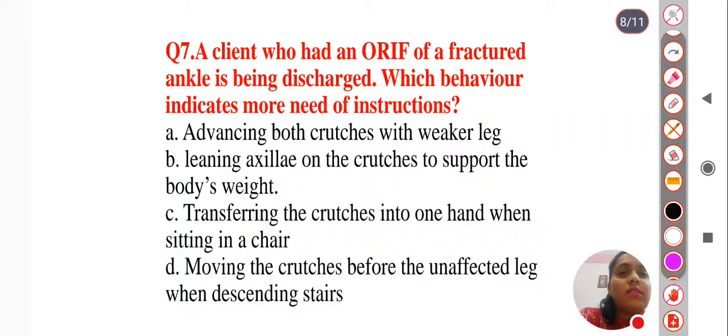Okay, so the rest of the students will also answer. What would be the correct option? A, B, C or D? A client who had undergone open reduction internal fixation of a fractured ankle and was getting discharged. So, which of his behaviors will indicate that he needs more instruction?